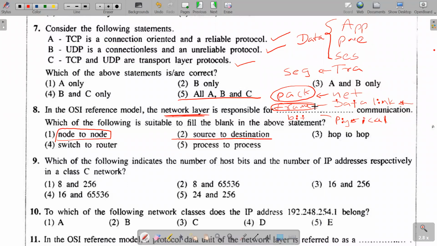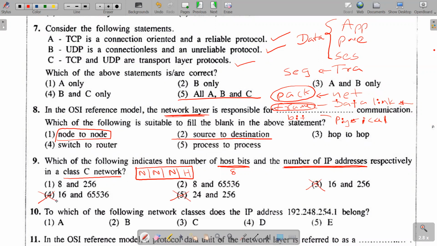Yes, and the ninth, which of the following indicates the number of host bits and the number of IP addresses respectively in class C network. Right, so they are asking about class C network, host bits and the number of IP addresses. Class C address, we know there are 3 network octets and one host octet. That's how class C works. So host bits, it's going to be 8. So that means not the third one, not the fifth one, not the fourth one.